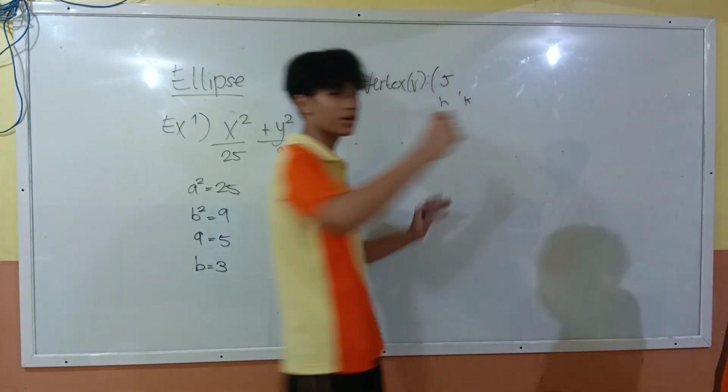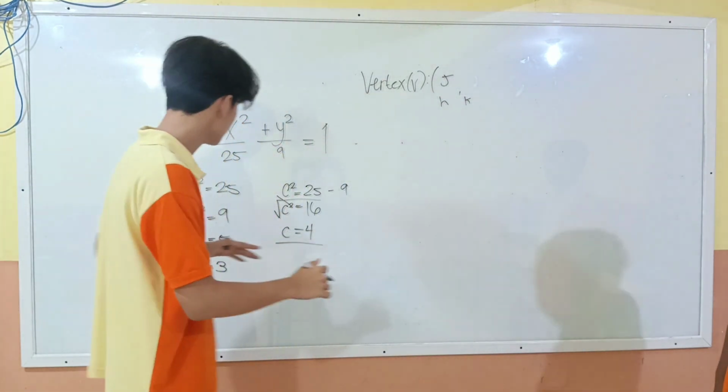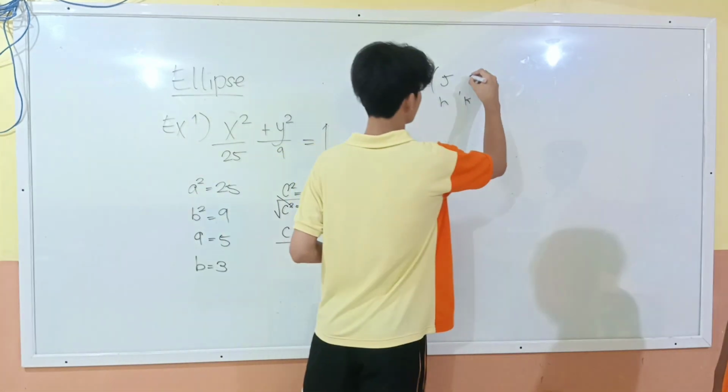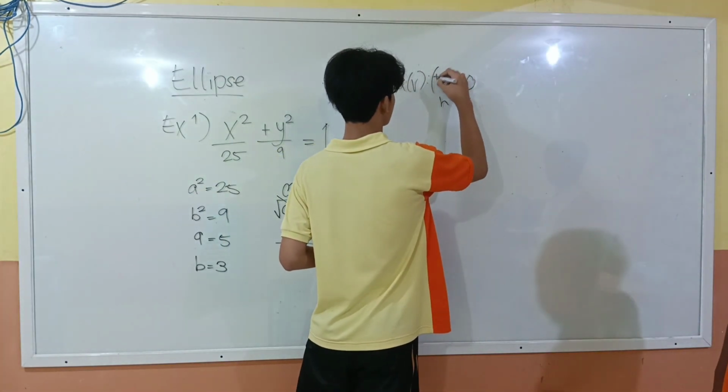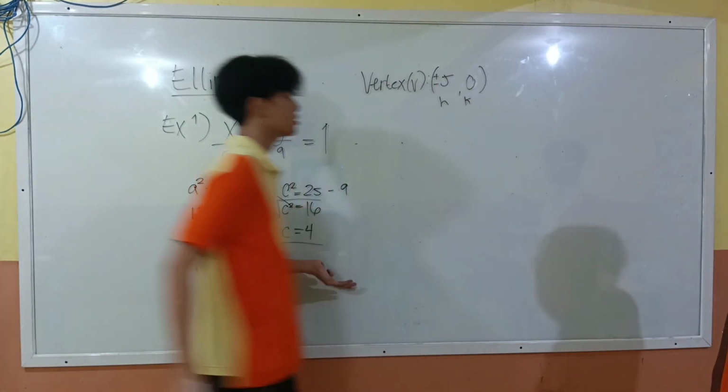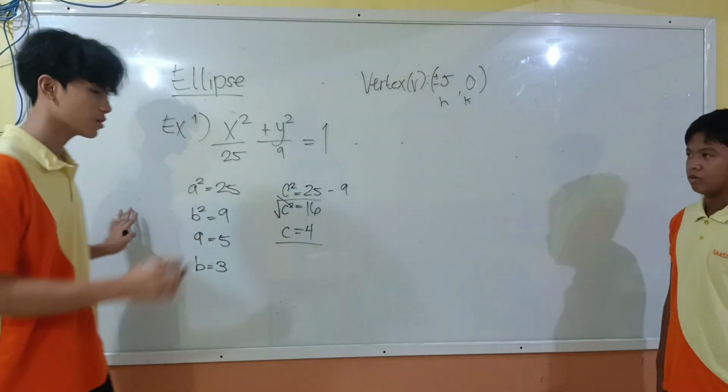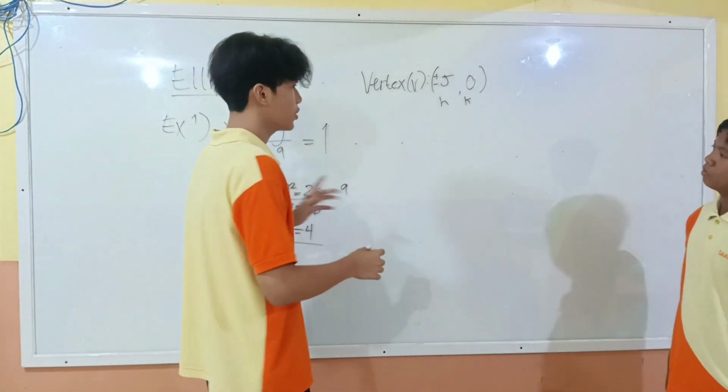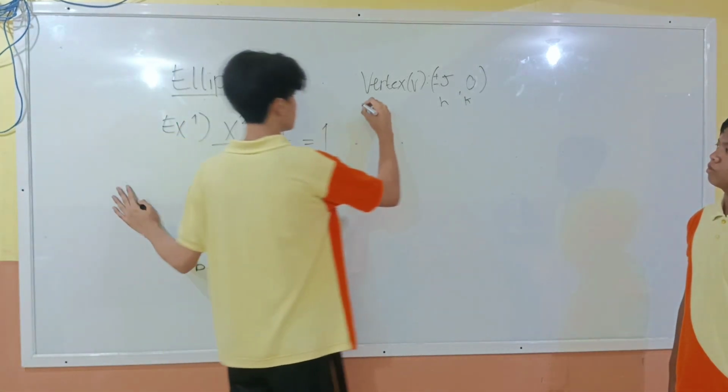Oh, I'm sorry, I made a mistake. Actually, this should be 0, and this should be positive, negative. So this is only the coordinates of our points. So next is our co-vertex.